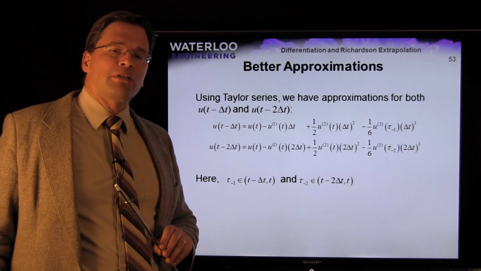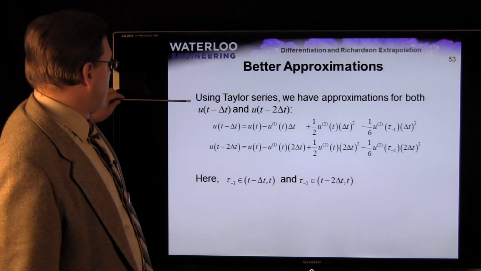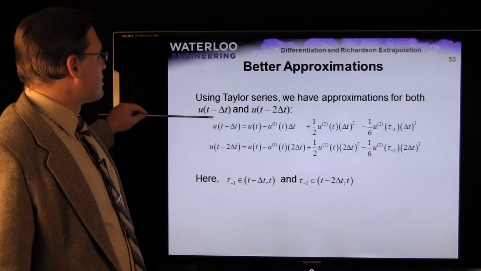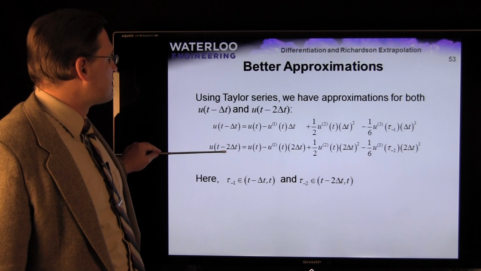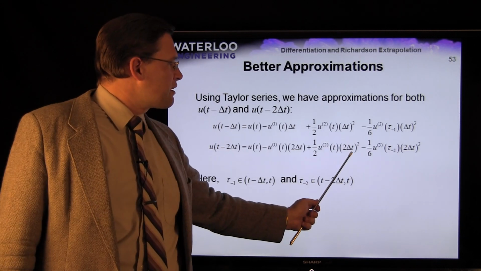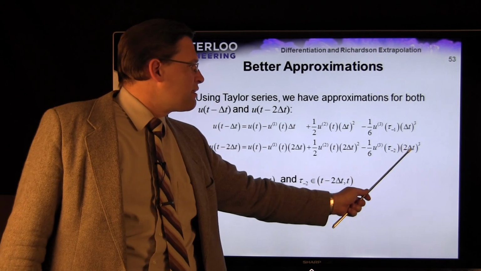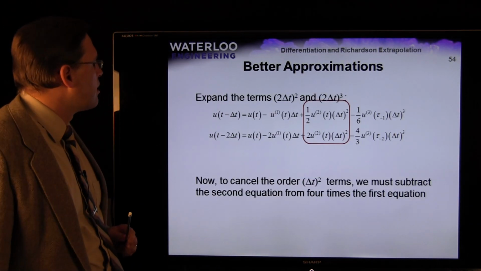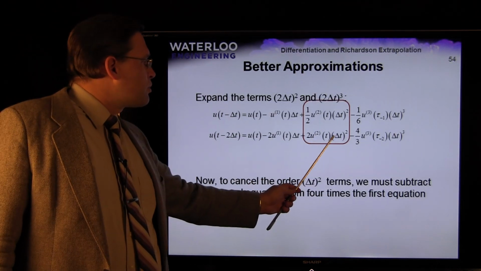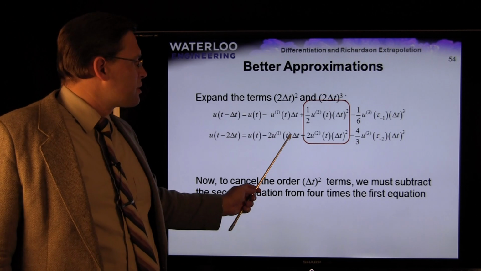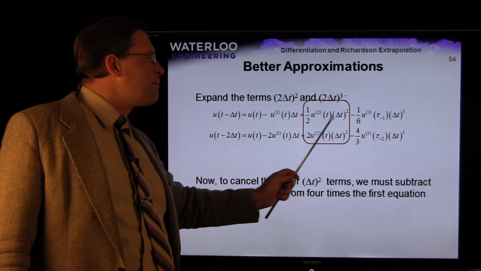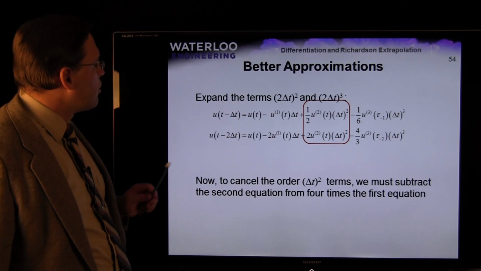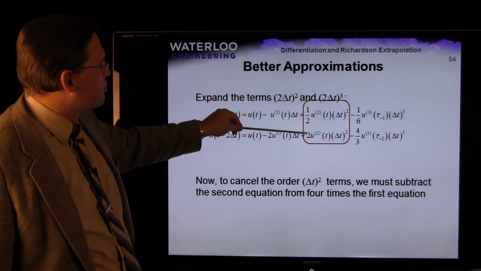Now, those are the two Taylor series for u at t minus delta t and u at t minus twice delta t. Notice that there's a 2 delta t here and a 2 delta t all cubed here. We can factor out those constant coefficients, so there's a factor of 4 coming out of there, a factor of 8 coming out of there. And notice that we have the second derivative here.